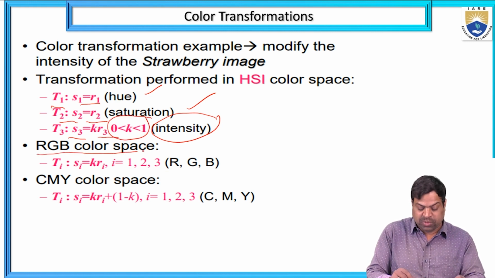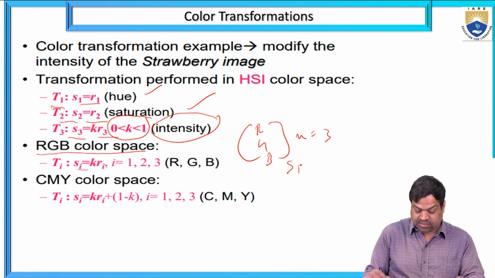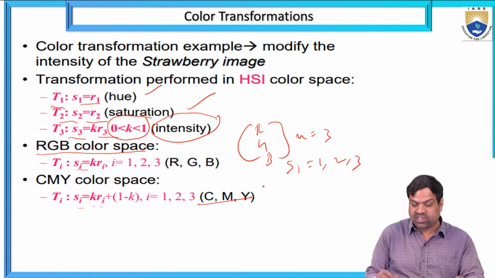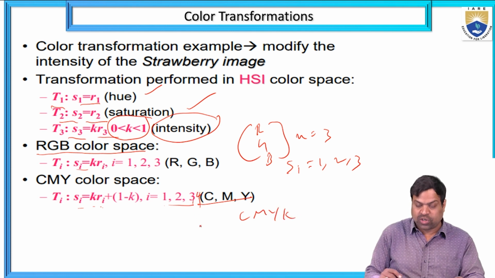When I am taking the RGB color, meaning red, green, blue, how many are there? n equal to 3. So Si equal to 1, 2, 3. So Si equal to K into Ri. When I am taking the CMY color process, Si equal to K into Ri plus 1 minus K of input image, where i equal to 1, 2, 3. That is CMY, I am taking 3 colors. That is the reason i equal to 1, 2, 3. If I am taking CMYK, then what happens? i equal to 1, 2, 3, 4.